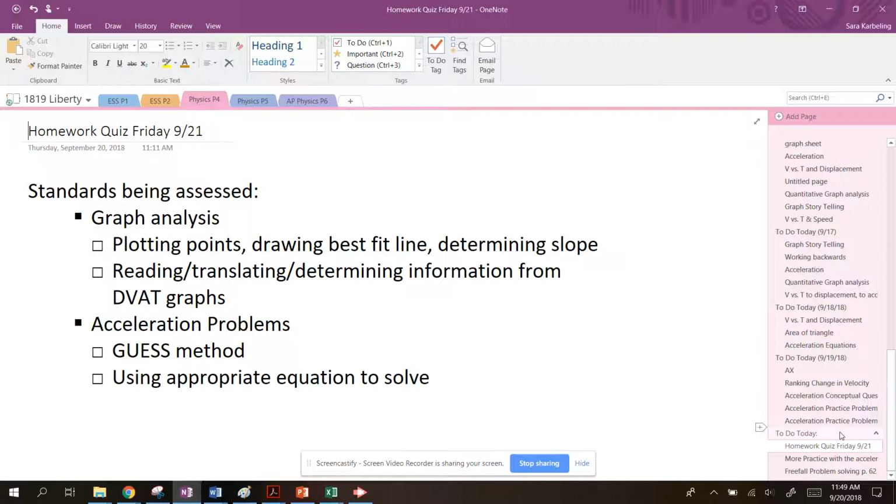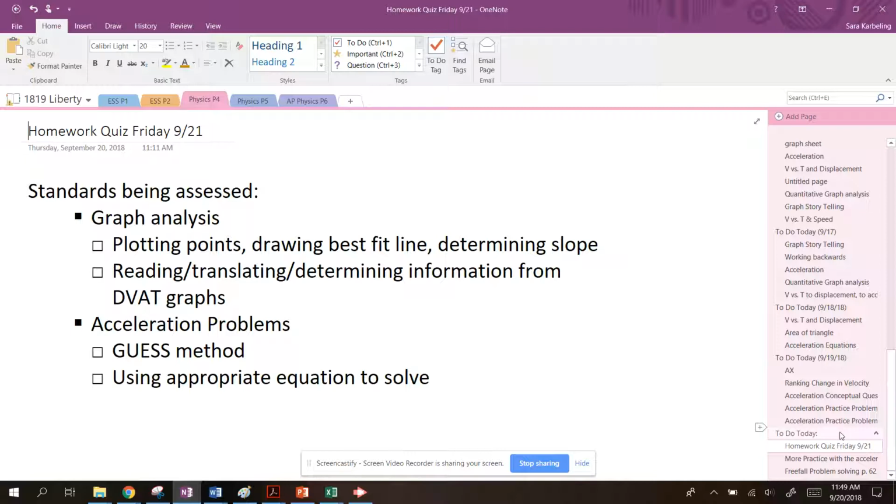We had the two standards that I was assessing. Remember, we did conversions first, and then we did the V is equal to D over T problem solving. Those are the first two standards. We've got two more that I'm going to assess on this quiz.